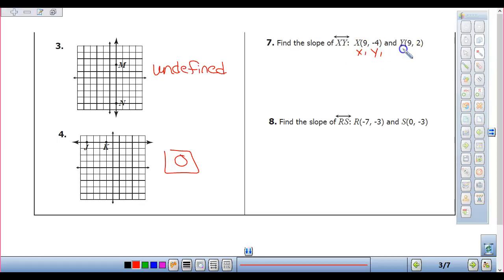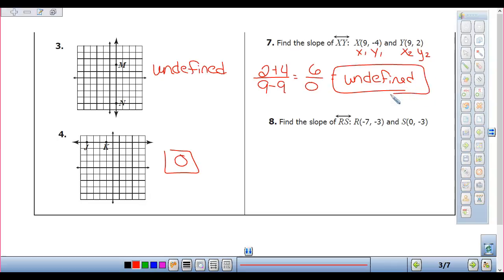X1, Y1, X2, Y2. On the top I get 2 plus 4 over 9 minus 9, so I have 6 over 0. Is that good or bad? That's very bad, so my slope is undefined. If you plug that into your calculator, 6 divided by 0, you will get an error.